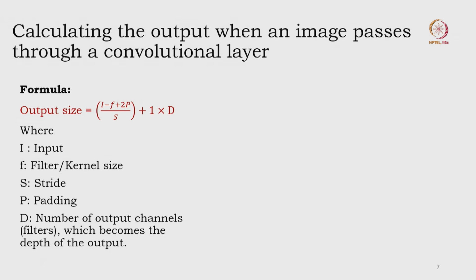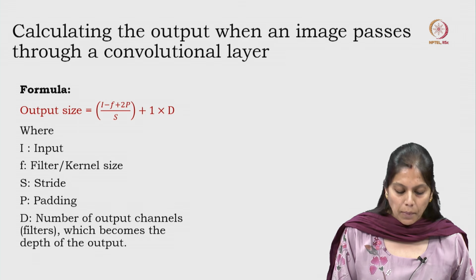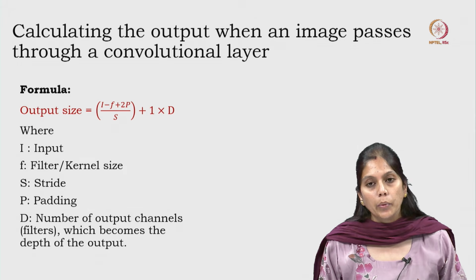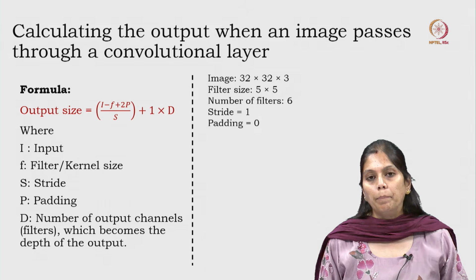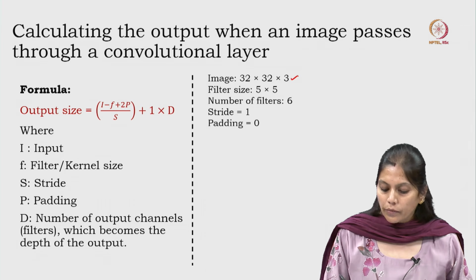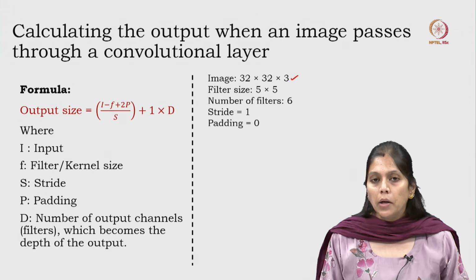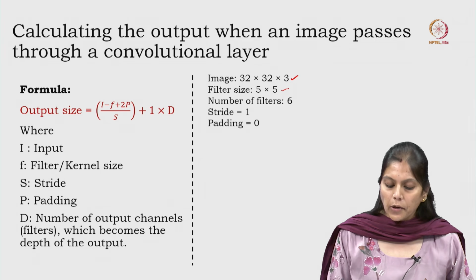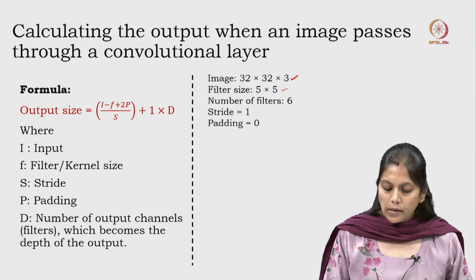And the formula is given as (I minus F plus 2P) divided by S, which is the stride, plus 1, into D. Now, what exactly is this? Let us take an example and then understand. Let us assume this is the example where you have an image of size 32, 32, 3. When I say 32, 32, it is the dimension. When I say 3, it is an RGB image. The filter is 5 cross 5, and the number of filters is 6.